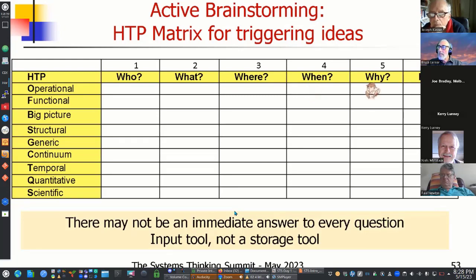You ask the questions, and there may not be an immediate answer to every question. If nobody can answer the question, that means further research is needed. And if somebody says, I think, then somebody better confirm. So at the end of the meeting, there are action items for who does the research and so on. This is an input tool, not a storage tool. Don't put the ideas back into the matrix. If you do, and I have noticed people doing it, they tend to argue about which box the idea should go in rather than focus on generating new ideas.